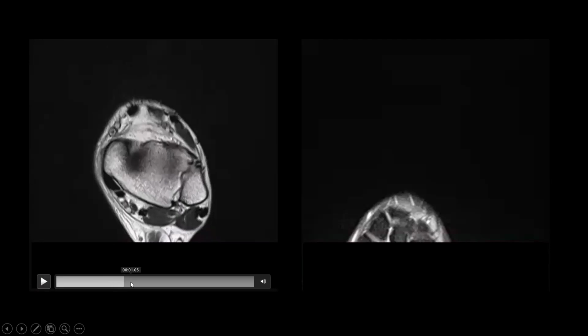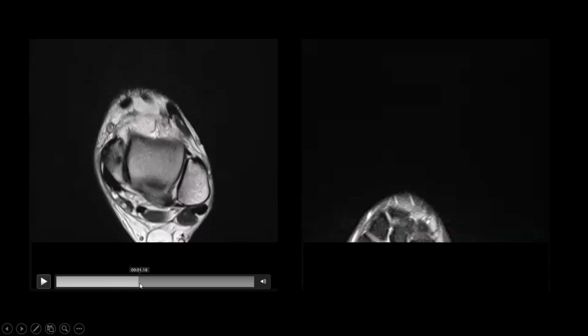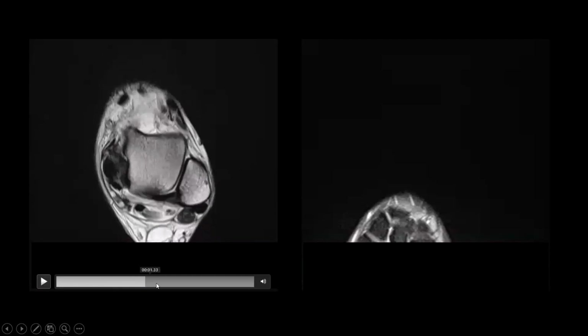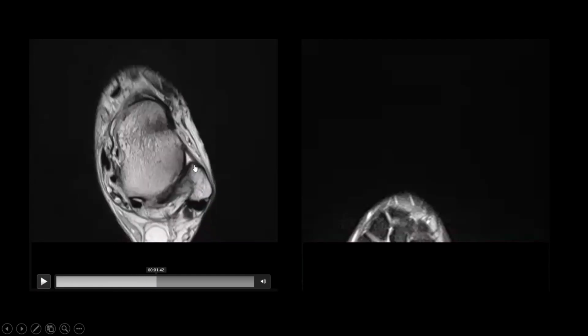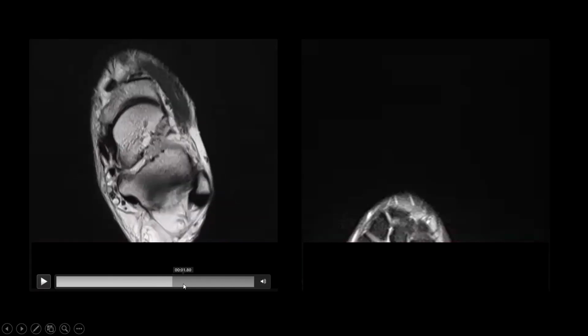As we move down, we will just focus on lateral ligaments first. So as we move down, we can see there is a ligament which connects the lateral malleolus with the talus. So this is anterior talofibular ligament. And there is another ligament which connects this posteriorly. So that is posterior talofibular ligament. So here we can see anterior as well as posterior talofibular ligament.